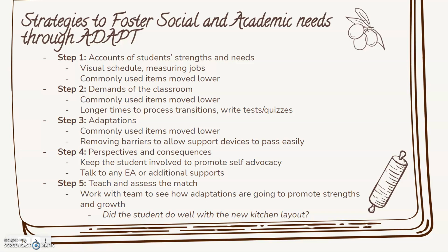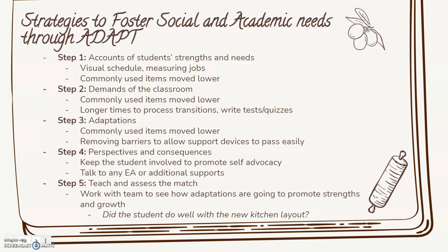Step 4, perspectives and consequences, should always keep the student involved when appropriate to promote self-advocacy, especially as the student moves through senior grades in secondary school. This step also allows time to discuss with additional supports, such as an educational assistant, to see what is working and what is not. Did the accommodation of moving items in the kitchen not benefit the student? What could be done instead? Did the student refuse to use that new cutting board with food spikes? Now what are you going to do? These are all things that could be gone over during this step.